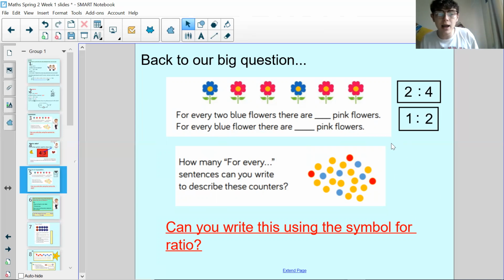And then, how many for every sentences can you write to describe these counters? There are different colors of the counters in there. So we've got 3 red counters. Now let's count our blue counters. 1, 2, 3, 4, 5. So we've got 3 red counters and 5 blue counters. So I could write, for every 3 red counters, there are 5 blue counters, okay? And then I would repeat those sentences, okay? So this for every sentence can be really helpful in us understanding our ratios, okay?